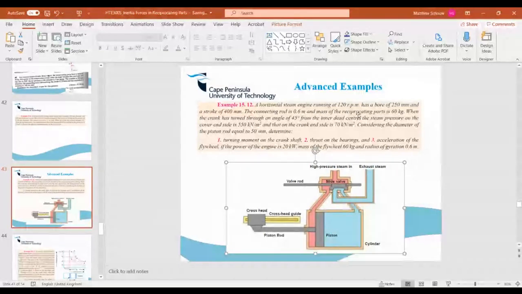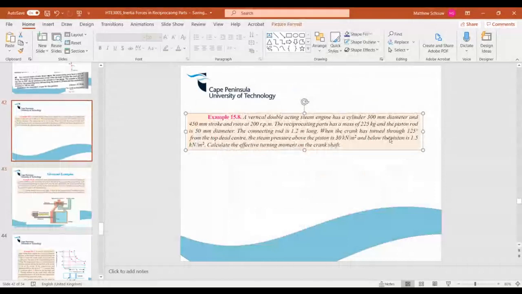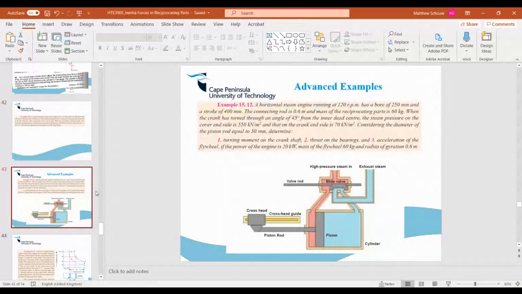So if you have a horizontal steam engine, how do you know that you need to apply that? It says on the cover side is 550 and the other side is 70. Another one would be the pressure above is 30 kilonewton per meter squared, and the other one 1.5. So are we all happy with that? Do we all know when to apply this? That's the new keyword you're looking out for. Other than that, everything else is really the same in terms of the analysis.